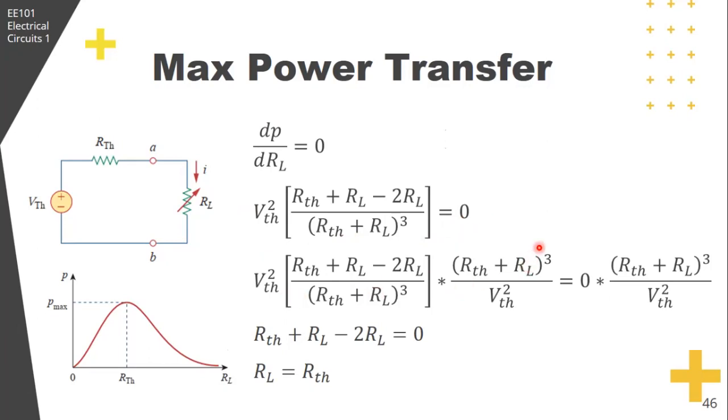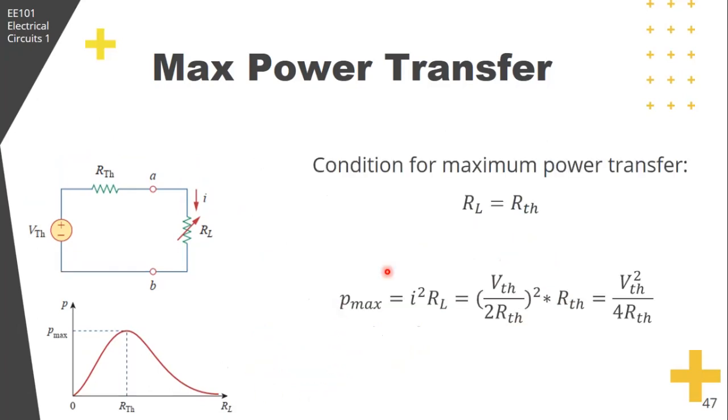To eliminate the denominator, we multiply by the factor RTH plus RL cubed over VTH squared. What remains is RTH plus RL minus 2RL, which is RTH minus RL equal to 0. This means RL is equal to RTH. This means that the maximum power is transferred to the load when the load is equal to the Thevenin resistance.